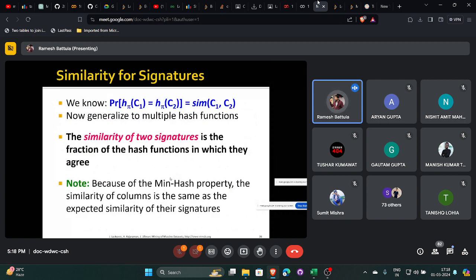So now we need to calculate the similarity of the signatures. The similarity of the two signatures is the fraction of the hash functions in which they agree. Fraction of this means you need to keep it. Why? Because we already have the signature matrix. From that we need to go for the similarity of two signatures. We are discussing that right now.